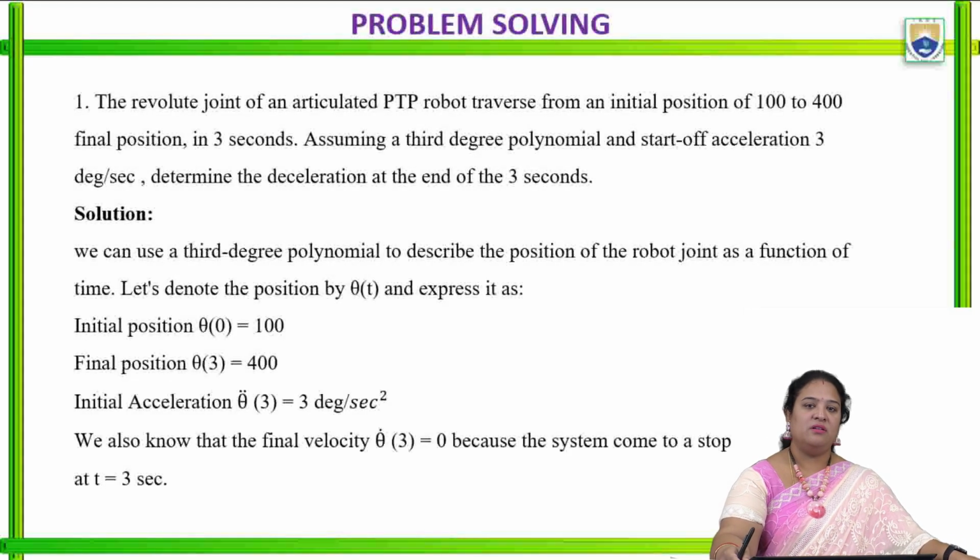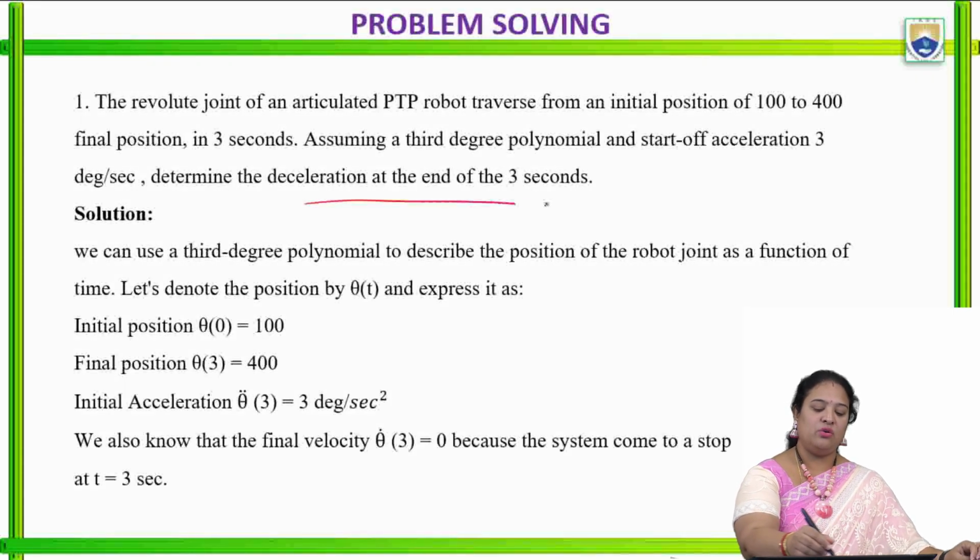Today's topic is problem solving on trajectory planning. Firstly, let me read out the question and explain how the solution will be done. The revolute joint of an articulated PTP robot traverses from an initial position of 100 to a final position of 400 in 3 seconds. Assume a 3-degree polynomial and a start-off acceleration of 3 degrees per second squared. Determine the deceleration at the end of the 3 seconds.